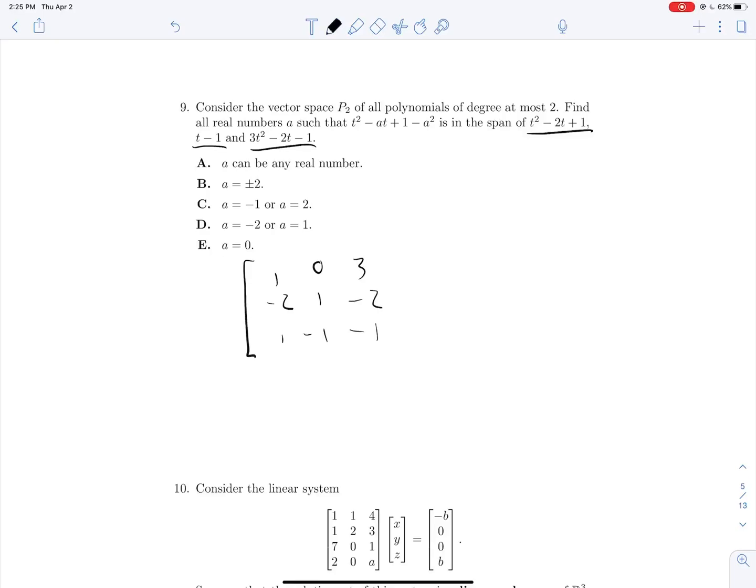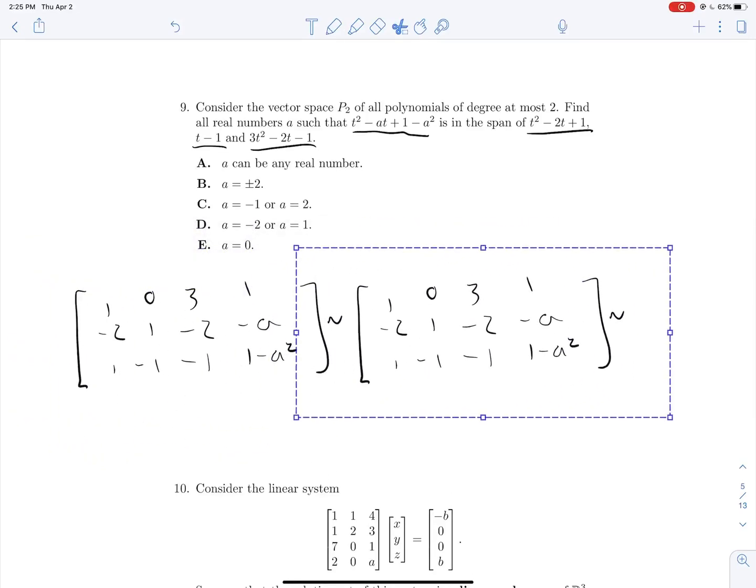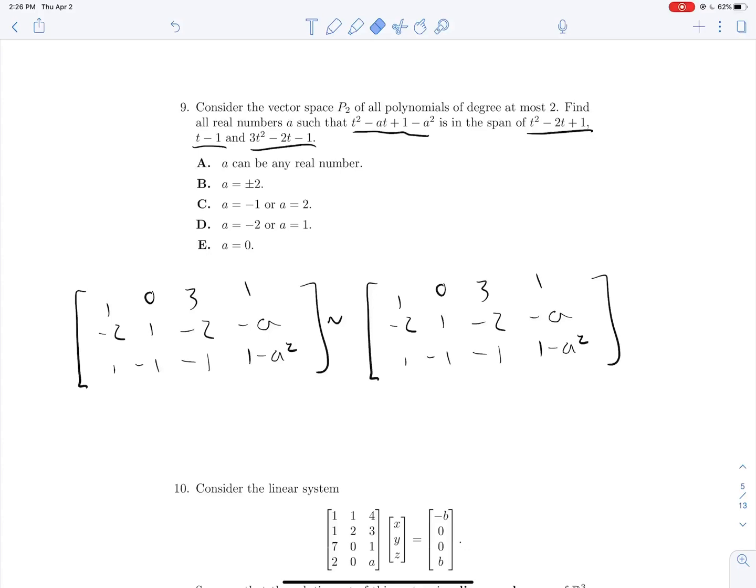And we're trying to find the values of a for which this guy is in the span, so we can just set up an augmented matrix with these 3 and then t squared, so 1, minus a, and then 1 minus a squared here. Let's see, I'm going to duplicate this matrix over so that we have a copy to work with, and let's simplify things down. Let's add 2 row 1s to row 2. That will give us 0 here, plus 6 is 4, plus 2 here.